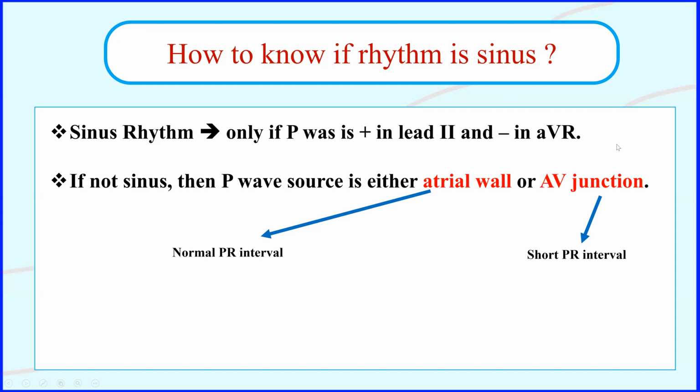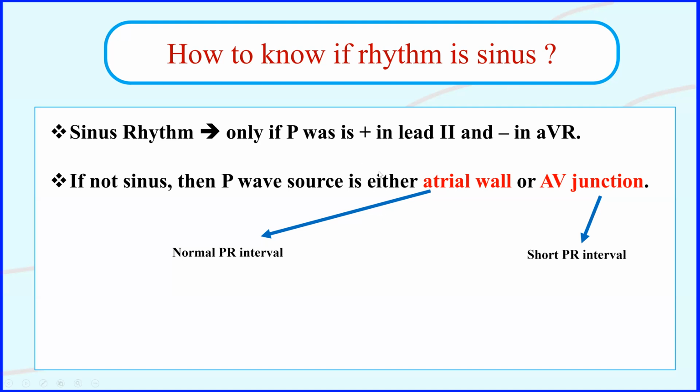Again, if the P wave is not sinus, if the rhythm is not sinus, what does not sinus mean? Meaning that when I'm looking at lead 2, it is negative and aVR is positive. It's the opposite of the normal thing. We should localize its location. Where is the focus that is giving me this rhythm? Is it either in the atrial wall or at the AV node, at the AV junction? If it is in the atrial wall, this electricity will be delayed at the AV node, so the PR interval will be normal or maybe increased. But if the new focus is at the AV junction, meaning that it is already bypassing the AV node, the PR interval would be shorter.